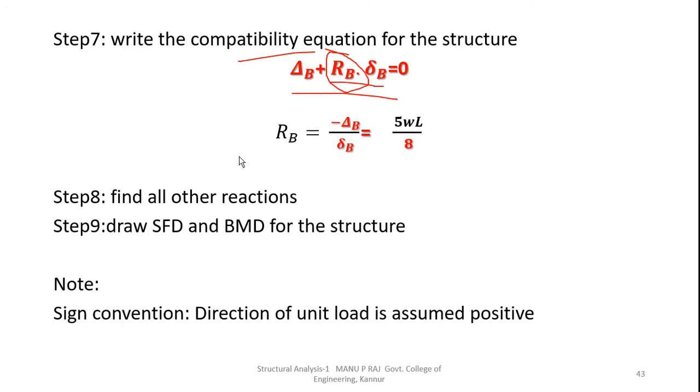Please note that the direction of unit load is assumed positive. This is the sign convention for the consistent deformation method: the direction of unit load is assumed positive. If you are applying a unit load in the downward direction, then that direction is positive. Downward direction is positive. If you are applying a unit load in the upward direction, then the upward direction is positive.